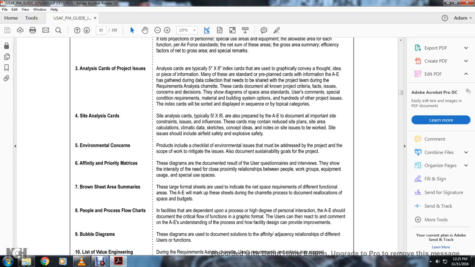The Petit's diagram documented the results of the questionnaires and interviews that show the intensity of the need for close proximity relationships between people, the work groups, equipment, and the usage of special use spaces. Brown sheet area is a summary.